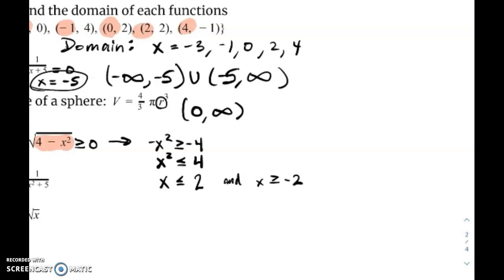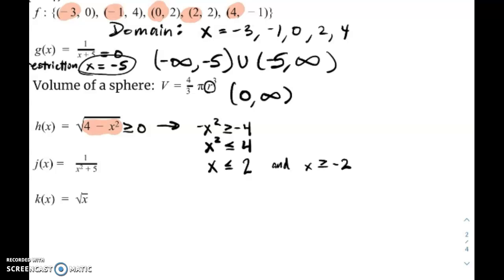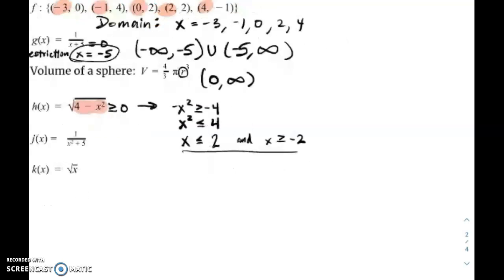So now this should work, and you can test some numbers that are greater than -2, like -1, and then if you plug that into the highlighted part, you'll see that it is greater than or equal to 0.